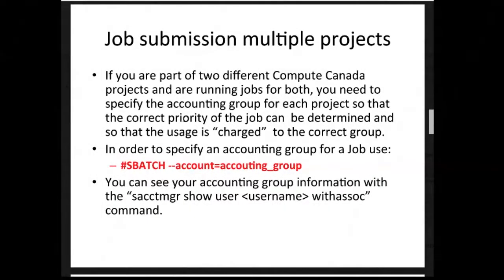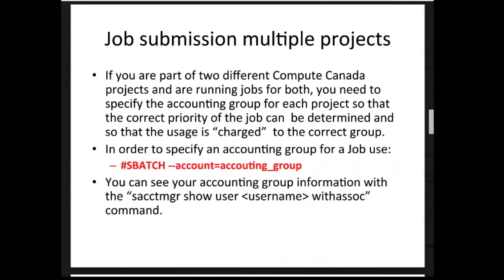Now here's another one. So, job submission for multiple projects. If you're part of two different Compute Canada projects or groups, and are running jobs for both, you may need to specify the accounting group for each project so that the correct priority of the job can be determined, and so that the usage is charged to the correct group.